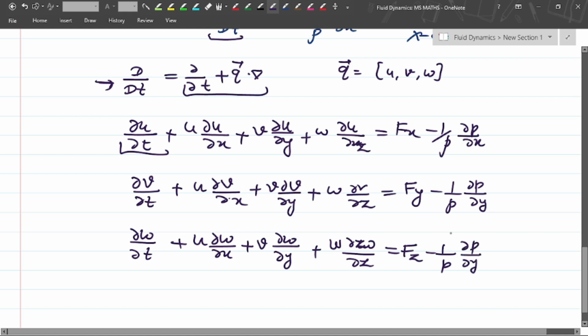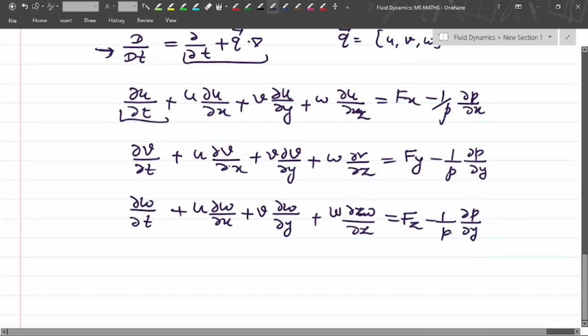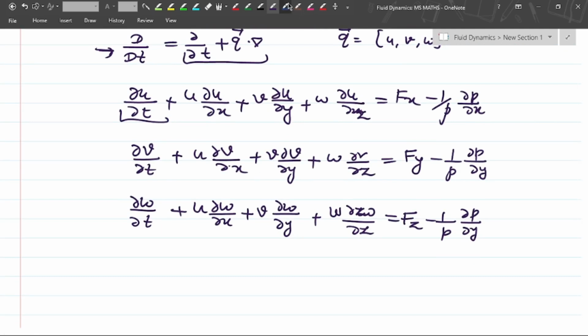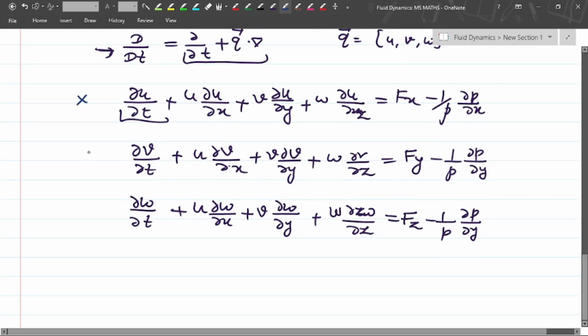So these are the equations that we can consider as Euler's equations, and they are the equations of motion of a fluid, in the x direction, y direction and z direction.